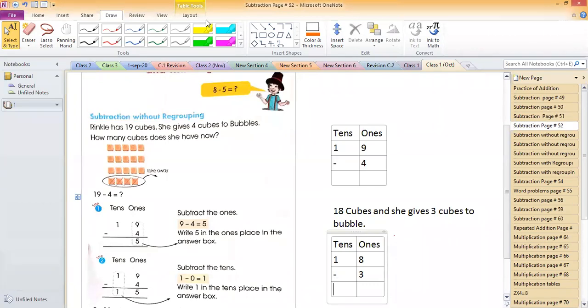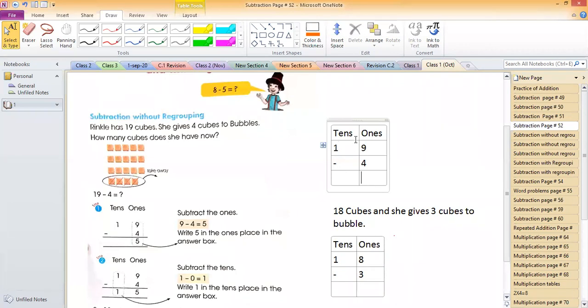So you can see that Wrinkle has 19 cubes. 19 is a 2-digit number in which there are 9 ones and 1 ten. Whenever you are subtracting a 2-digit or 3-digit number, it's better to place the ones, tens, or hundreds. So there are only 2 digits, so I write tens and ones and separate them. How many tens are there in 19? 1. And how many ones are there in 19? 9. Now she gives 4 cubes to Bubble. So there is only 1 digit, 4, so I write it under ones and there are no tens.